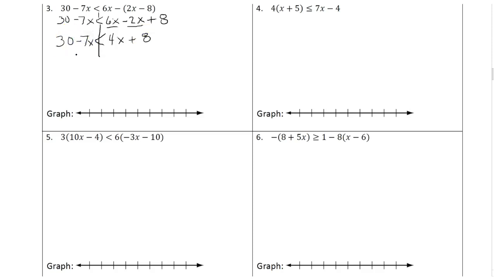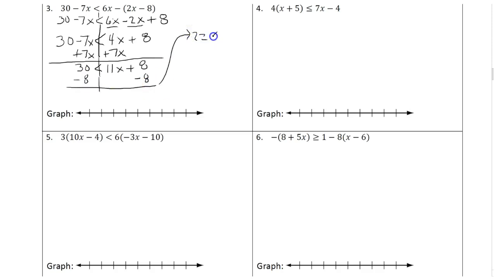The third step is to move the variable. We can move it either way, but the best choice is to add 7x to both sides because this will give us a positive coefficient of x, thus preventing us from having to flip the inequality symbol later. This gives us 30 is less than 11x plus 8. Now subtract 8 from both sides of the inequality. We now have 22 is less than 11x.